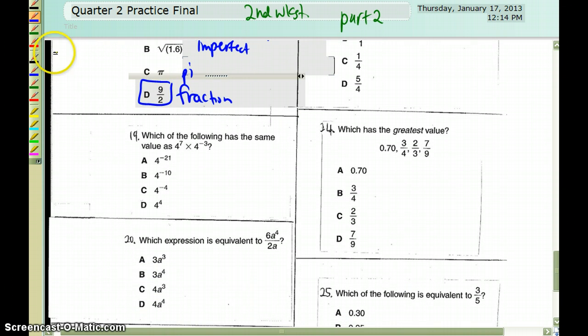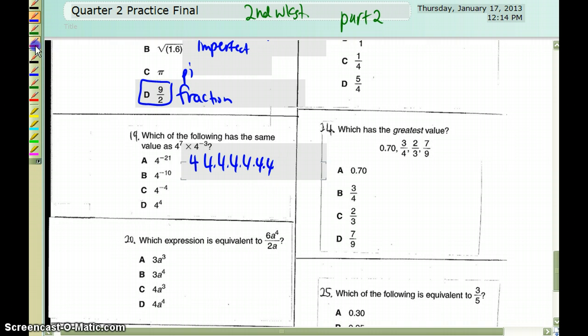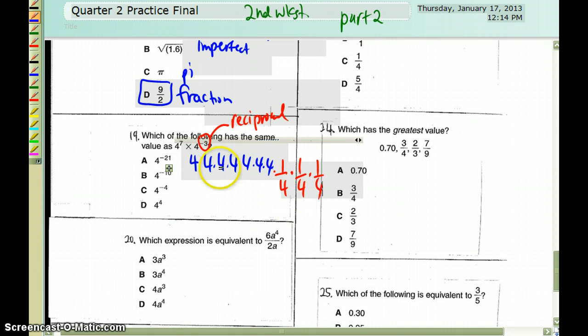19, if I work out this problem, 4 to the 7th means 4 times 4 times 4 times 4 times 4 times 4 times 4. And what I know about the negative exponent is I'm going to get the reciprocal. So now I'm going to multiply by not 4, but 1 over 4. So I'm going to multiply 1 over 4 times 1 over 4 times 1 over 4. So here I've got 3 fractions, and I'm going to turn these ones into fractions too. What you'll see is everything is going to be in a fraction.